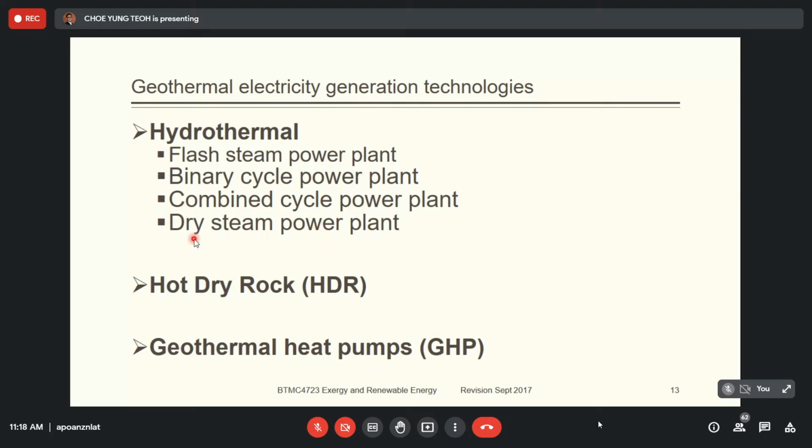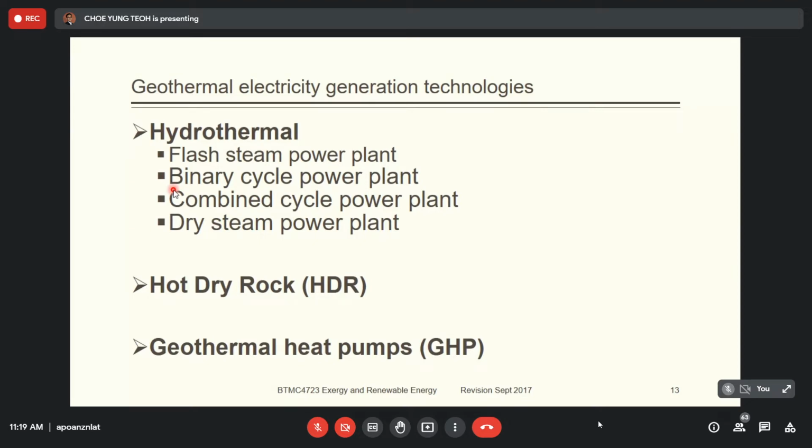And then dry steam is the best, with high pressure and high temperature. So if you want to run a plant, you have to consider dry steam first. Can you do it with dry steam? If not, can you do it with combined cycle? If still not, can you do it with flash steam? And the last one is the binary cycle. Binary cycle is the lowest quality of steam resource, but it's widely available. So binary cycle is almost always our last resort. If even binary cycle cannot achieve that, then there's no way we can use the geothermal resources.